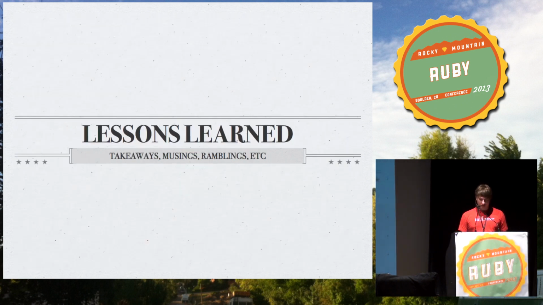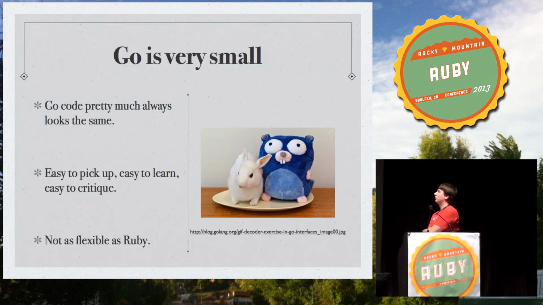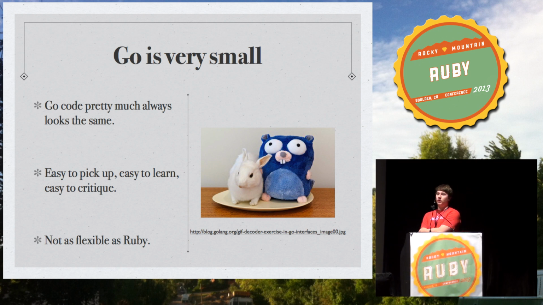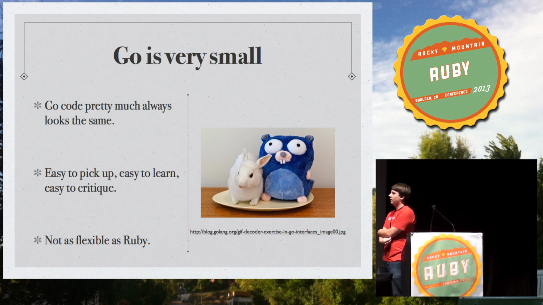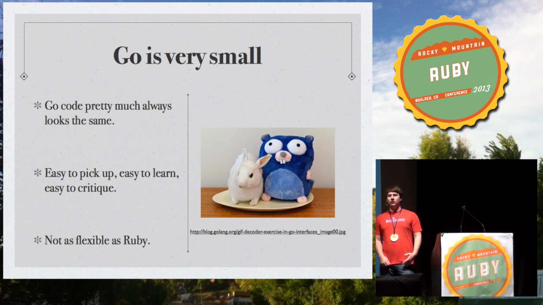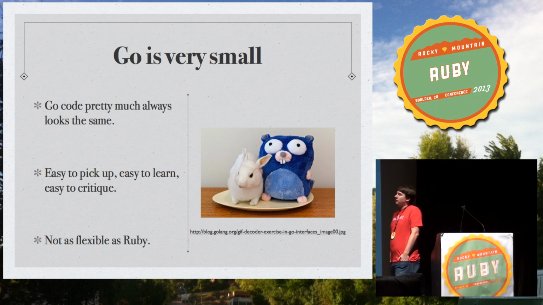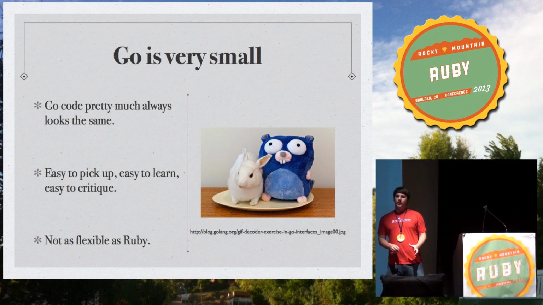OK. Got about 7 minutes left. Let's just do some lessons learned. Go is a very small language. Go code almost always looks the same. Unlike in Ruby, where it's possible to transform what the language looks like with different libraries, like Rails, which transforms the way Ruby looks a lot of the time. Celluloid, things like RSpec. They transform what the language looks like. Go code always looks the same. This makes it easy to pick up and easy to learn, although it does mean it's not as flexible.